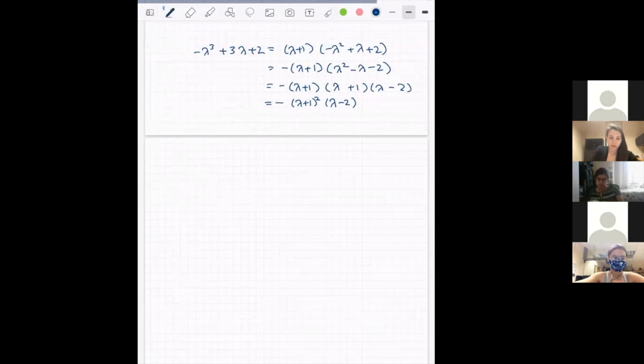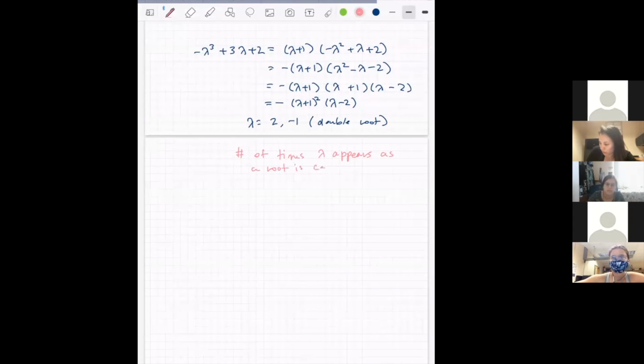One is a double root, right? So we get lambda equals 2 and minus 1, where minus 1 is a double root. So this root minus 1 has multiplicity 2. So this is what we refer to as the algebraic multiplicity. This is the number of times that lambda appears as a root. It is called its algebraic multiplicity.